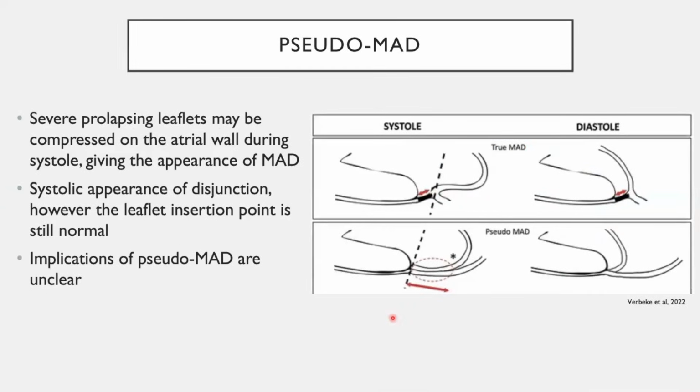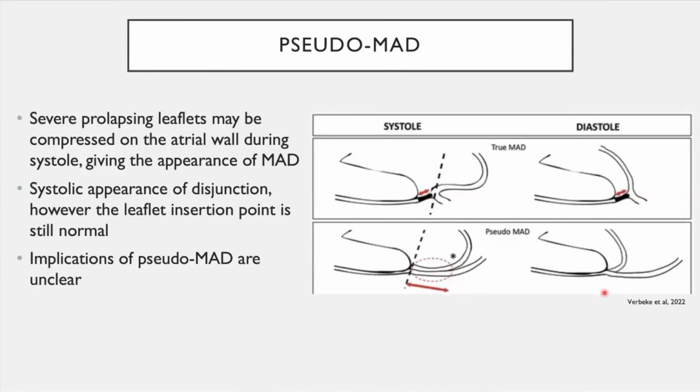It's important to discuss the concept of pseudo-MAD as well. In true MAD, as I mentioned, there is a true gap between the basal infralateral wall and the mitral annulus. However, if you have a severe prolapsing segment that is compressed against the left atrial wall, it may give the appearance that there is mitral annular disjunction, but it's really that the prolapsing segment is so severe that it's hugging the left atrial wall.